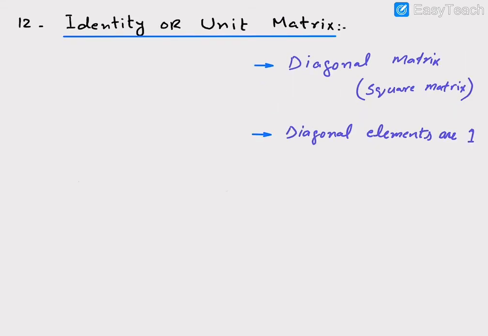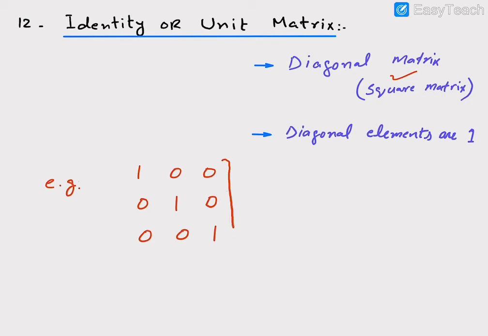Next is identity or unit matrix. Similarly, like scalar matrix, identity matrix should also be a diagonal matrix, and if it is diagonal, it must be a square matrix, and all diagonal elements are 1. For example, 1 0 0 0 1 0 0 0 1.